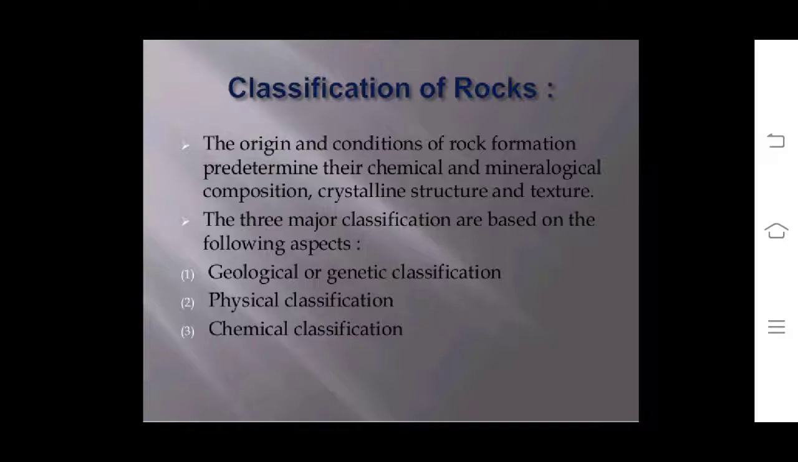Classification of rocks. The origin and condition of rock formation predetermine their chemical and mineralogical composition, crystalline structure, and texture. The three major classifications are based on the following aspects. The first is geological or genetic classification. The second is physical classification, and the third is chemical classification.